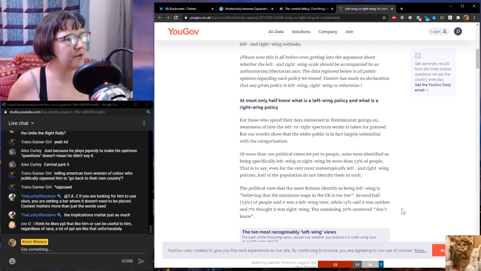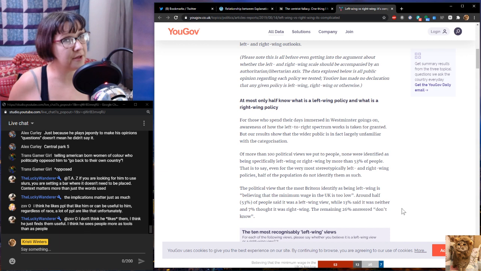For those who spend their days immersed in Westminster goings-on, awareness of how the left-right spectrum works is taken for granted. But our results show that the wider public, in fact, is largely unfamiliar with the categorization. Of the more than 100 political views we put to people, none were identified as being specifically left-wing or right-wing by more than 53% of the people.